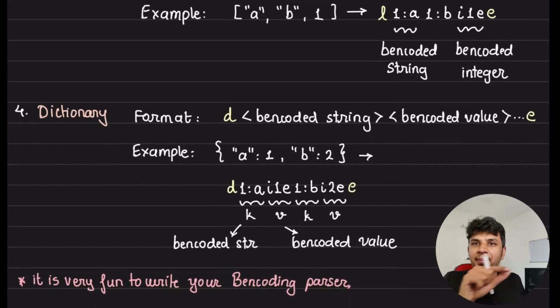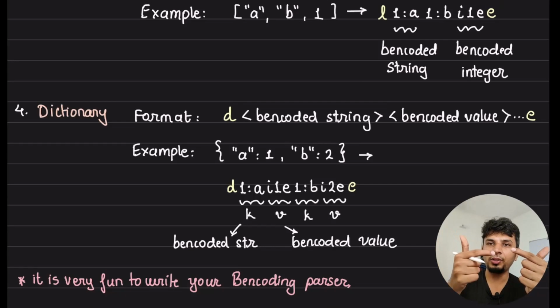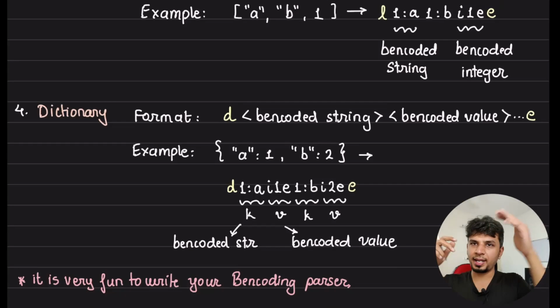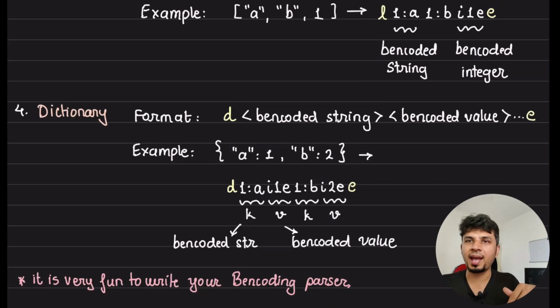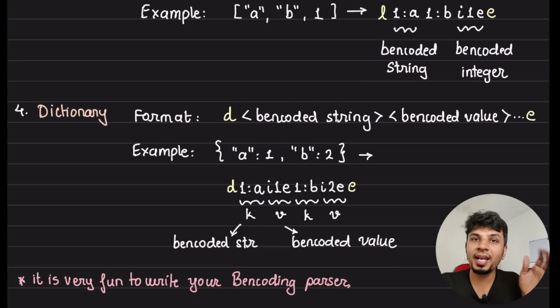And then the final type that it supports is dictionary. Dictionary is D, and then a B encoded string, then a B encoded value, and a repetition of it, basically storing the key value pairs that you have, ending with an E. So D and E, and within that you have the key value pairs that you are storing, and the key has to be a string. It cannot be anything else.